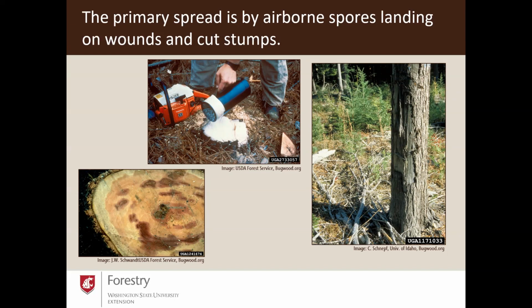So if it is infected, you might see what we see in the lower left there. We see that staining. And unlike the laminated root rot stain, here we see it's a blotchy, irregular stain, but it's on the edges of the heartwood, not out in the sapwood.